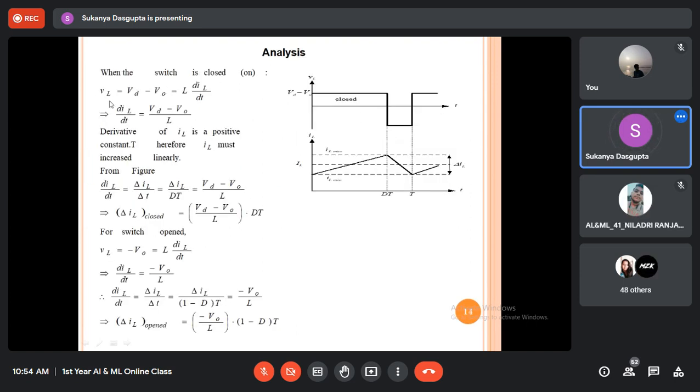Okay. And also, from this equation, we can write d/dt of IL equals VD minus V0 by L. Right? Now this d/dt of IL can be obtained when the switch is closed, and this will be the expression. Follow my cursor. Del IL when the switch is closed is equal to VD minus V0 by L into D times T.